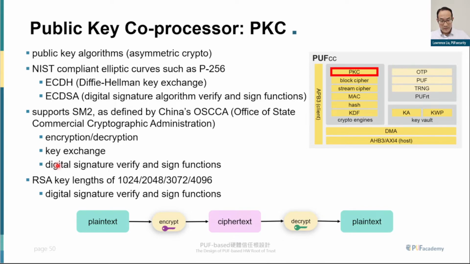Public key algorithms such as these are categorized as asymmetric cryptography because the public key that's used for encryption is different than the private key which is used for decryption.